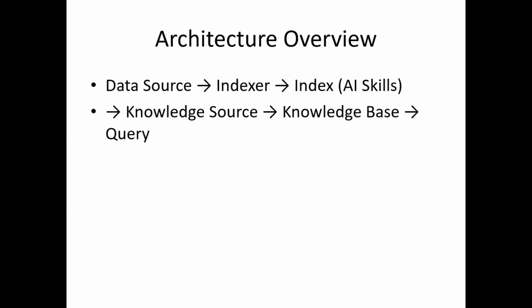Conceptually, in Azure AI Search, the idea is pretty simple. You have a data source, then you have an indexer, then you have an index with or without an AI skill, then you have a knowledge source that is based on this index, and then you have the knowledge base that is dependent on the knowledge source, and finally you have the user query.